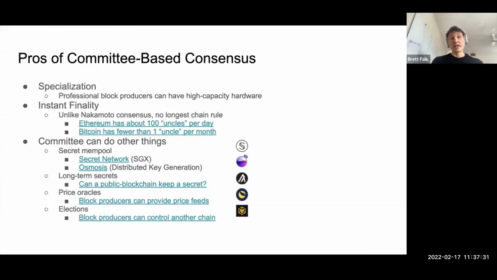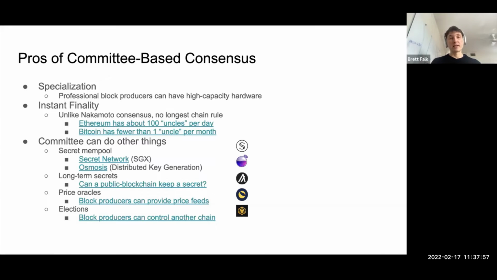One thing I'm interested in is that committees can also do other things. If you elect a committee, you can force the committee to all use specialized hardware like Intel SGX, and then you can make the whole blockchain secret. That's what the Secret Network does. Or you can force the whole committee to run some distributed key generation algorithm and encrypt their mempool. And so you can have a private mempool and get rid of a lot of the problems of MEV. This is what Osmosis is planning to do.